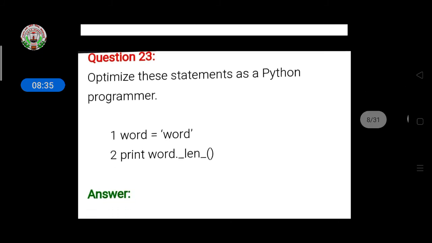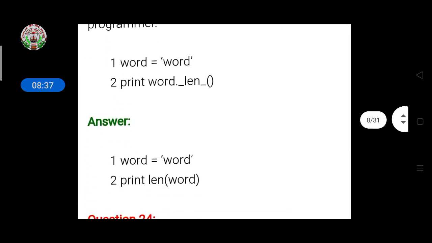Optimize this statement as a Python program. Print word, len function. So how to print a word? If you want to print the word, it is given there. In the word you have to print WORD in single quotes. So you have to print this.